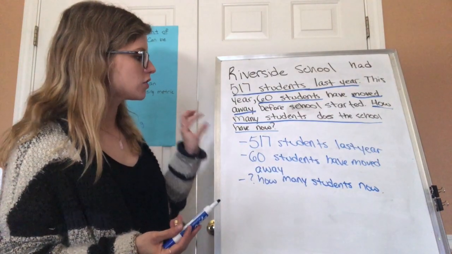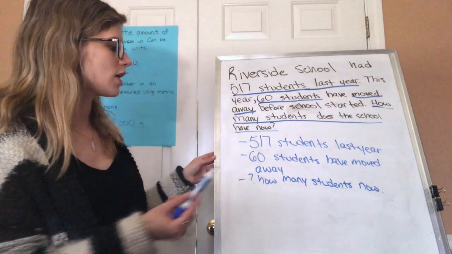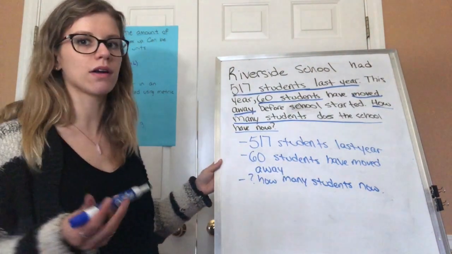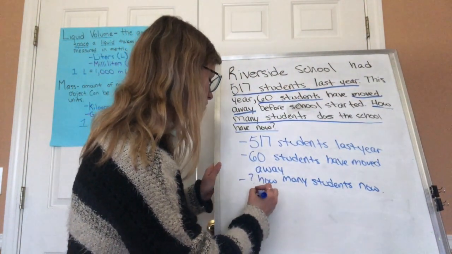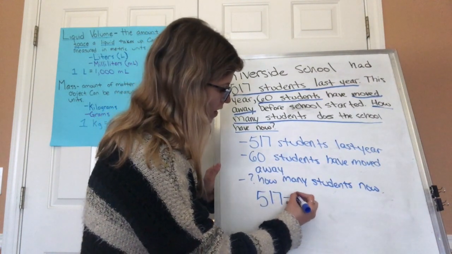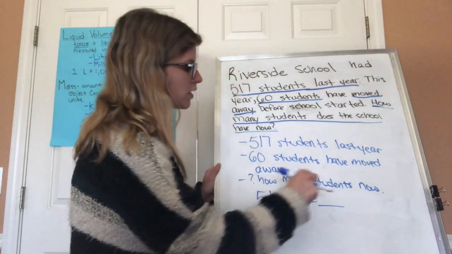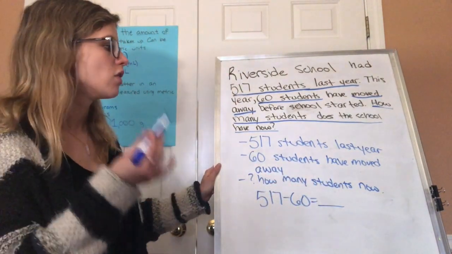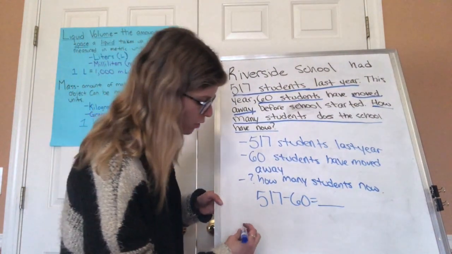So I see that they started with some students and then they took away. So I see that 60 students moved away or left. So if they moved away or left, that means it's going to be subtraction. So 517 is what we started with, and then 60 moved away, and now we're trying to figure out how many students left, or my unknown. So let's make this on a number line.